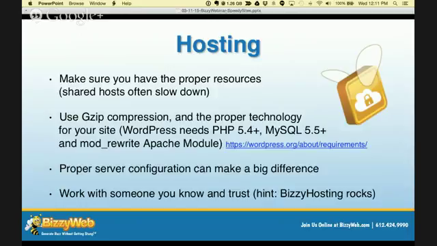Once you're on your web host of choice, you can use gzip compression. And if you don't know what that is, you need to be talking to someone that knows, and make sure that your website is using the proper technology. WordPress requires PHP 5.4 or higher, MySQL 5.5 or higher, and the mod rewrite Apache module. That's in the link that I linked on this page.